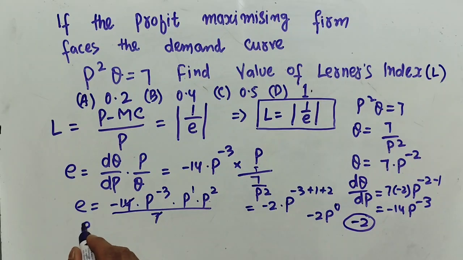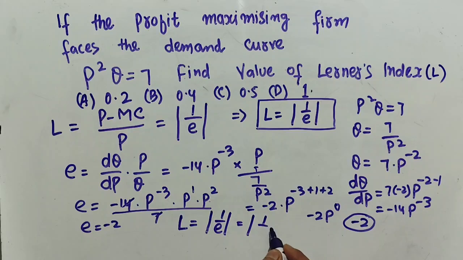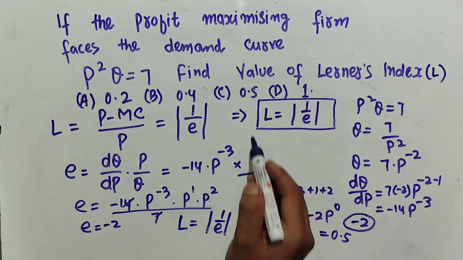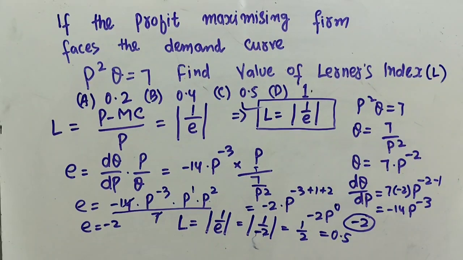So since elasticity is equal to negative 2, and we know that Lerner's index is equal to the modulus of 1 upon elasticity, we will get 1 divided by E. In place of elasticity we got negative 2, which gives 1 upon 2, which is equal to 0.5. So in this case the Lerner's index will be 0.5. I hope I make myself clear in this video. Thank you.